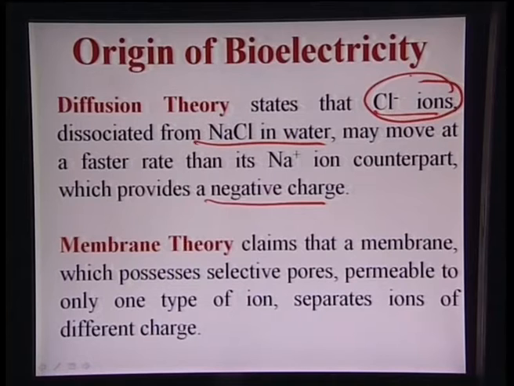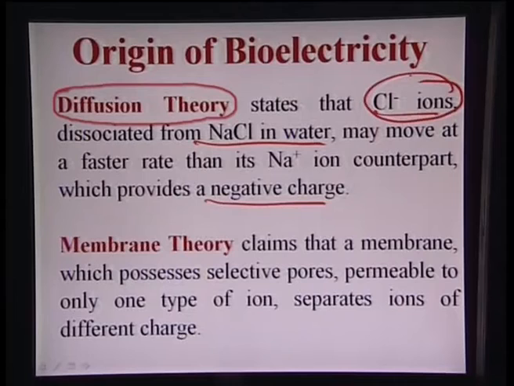This diffusion theory states that if chlorine ions move faster than sodium plus ions, in other words if anions move faster than cations, then that will lead to a net negative charge. That is the concept of the diffusion theory, and that is one school of theory which supports bioelectricity.